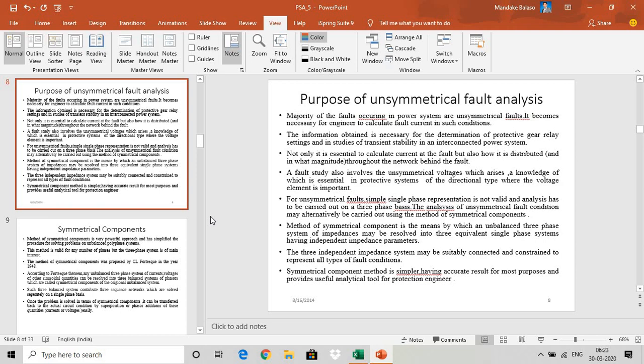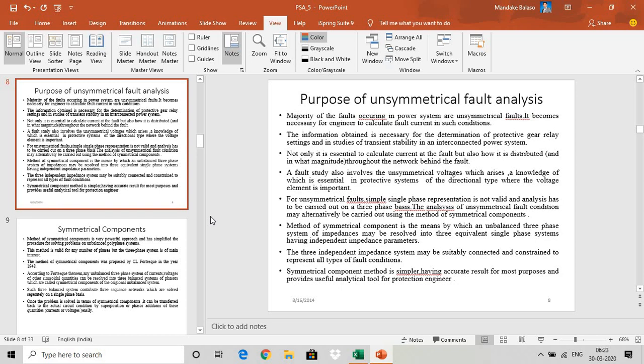Now, not only is it essential to calculate the current at the fault, but also how it is distributed and in what magnitude throughout the network behind the fault. So we use the unsymmetrical fault analysis for the calculation of the fault current as well as its distribution. A fault study also involves the unsymmetrical voltages, a knowledge of which is essential in protective systems of the directional type where the voltage element is important.